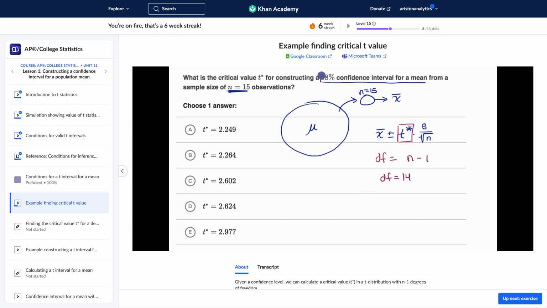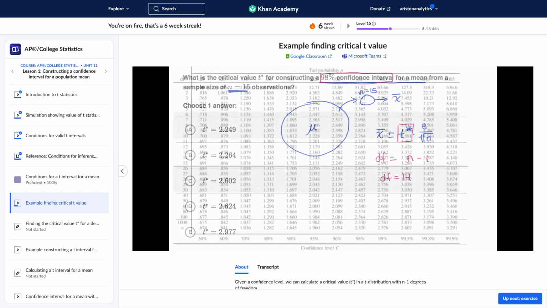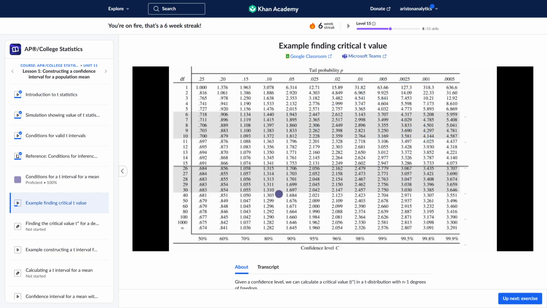So we want a 98% confidence interval, and we want a degree of freedom of 14. So let's get our t-table out. And I actually copy and pasted this bottom part, moved it up so you can see the whole thing here. And what's useful about this t-table is they actually give our confidence levels right over here. So if you want a confidence level of 98%, you're going to look at this column right over here.